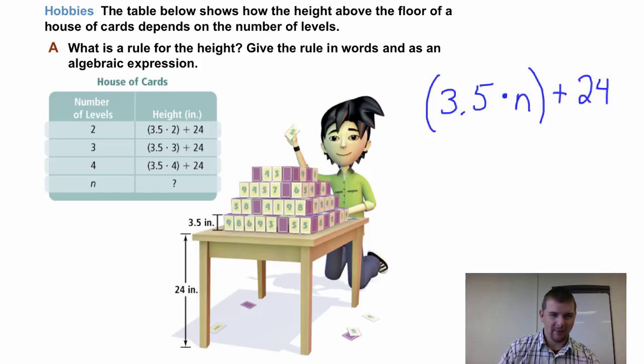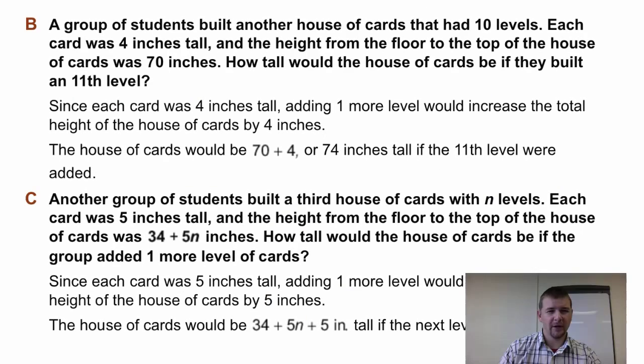Now, to write this a little bit more simply, 3.5 times n doesn't need to be written in parentheses, nor does it need to have a multiplication dot in place. So let's write that as 3.5n plus 24. Part B. A group of students built another house of cards that had 10 levels.